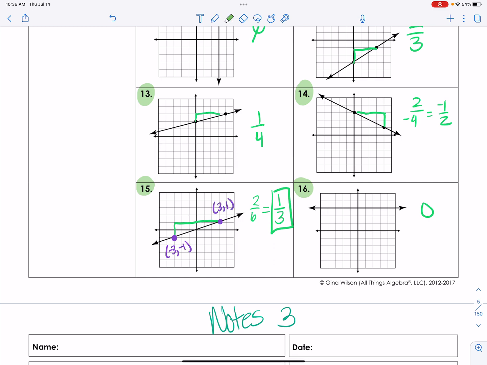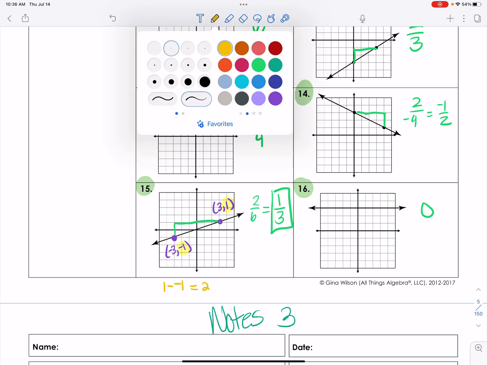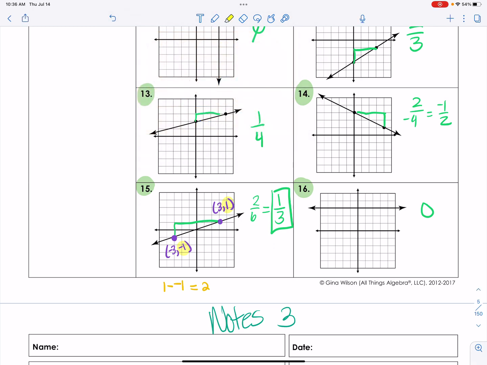So if I look at my y's, and I subtract them, I know there's 2. I'm going to write it out so you can see. 1 minus a -1 is 2, right? And then if I look at my x's, I would do the same thing. 3 minus a -3, minus a minus is a positive, so it's 6. So you end up getting this. Okay, and it's just like counting.